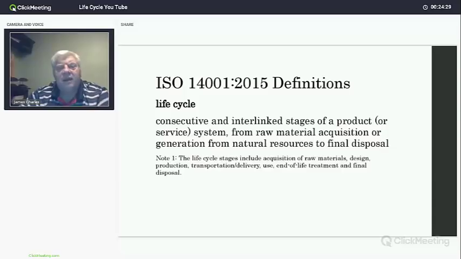It's the consecutive and interlinked stages of a product or service. And this is your product or the service that you provide. From the raw material acquisition of the materials, through your production, through the use of your product, and then final disposal. So that is the life cycle of your product. And we'll talk a little bit more about how to identify the aspects relative to those things.